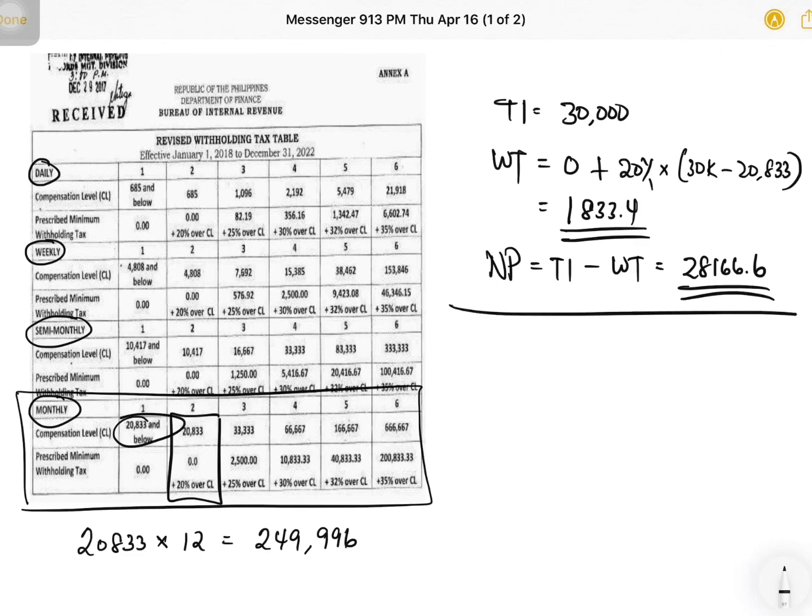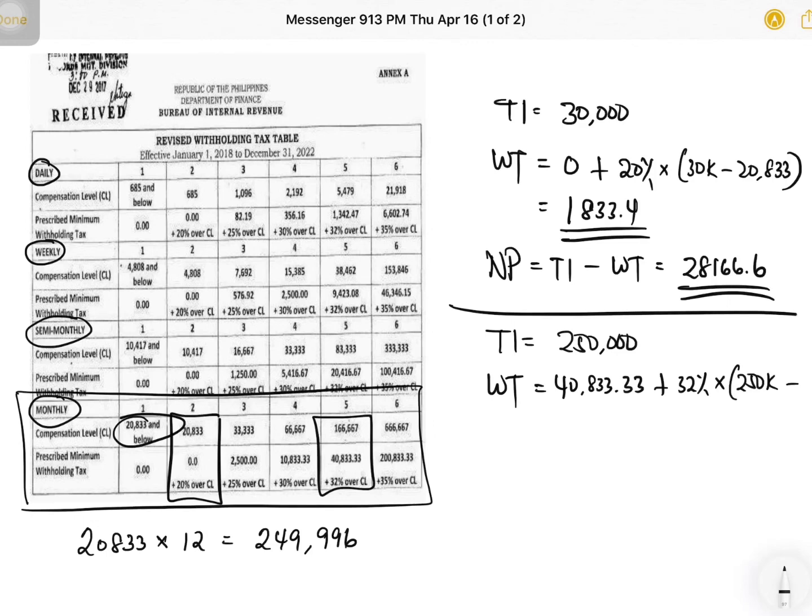So let's have another one before I end. Let's say you are getting on a monthly basis 250,000. So you are here, right? What's your withholding tax? The basis is 40,833.33 plus 32% of the excess. So 32% times 250K minus 166,667. The answer is 67,499.89.